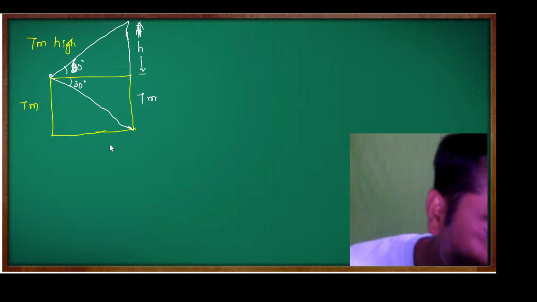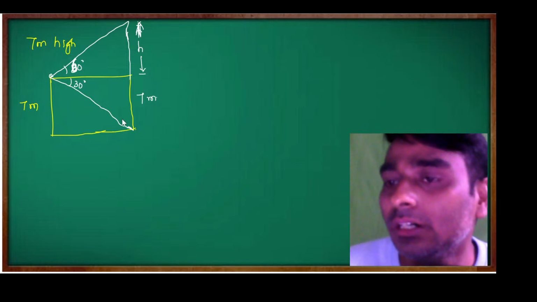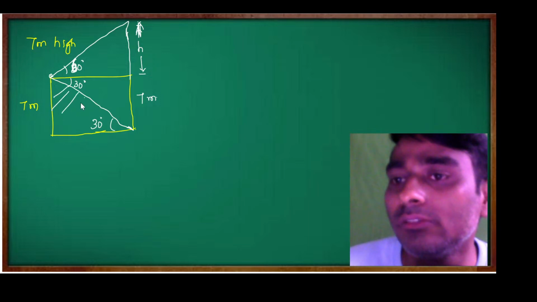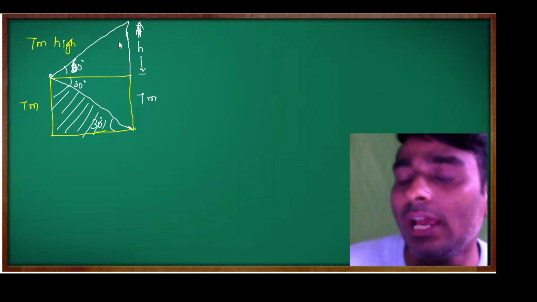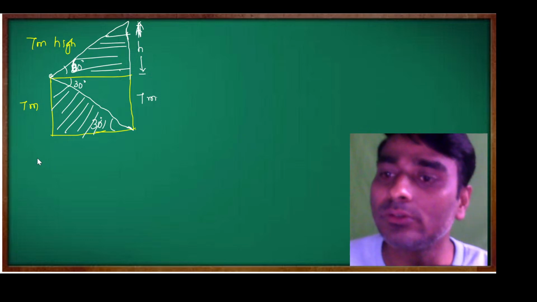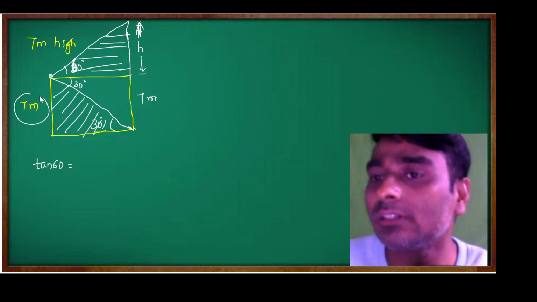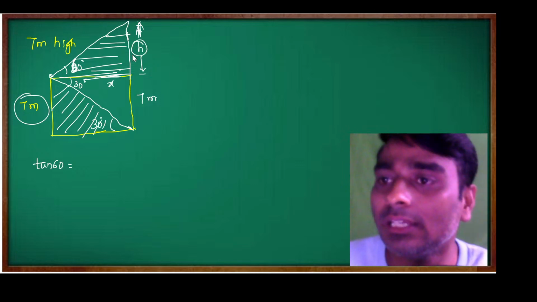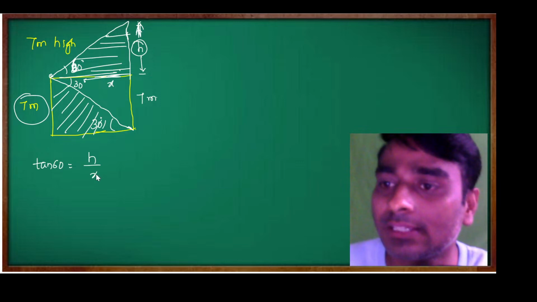Very simple question this is, correct? So you see now, if this is 30 then this will be 30. So this triangle you will first focus on, and you will also focus on this triangle. So again you will use tan only because height is given. You take this base as x. Here h by x it will be. Tan 60 will be h by x.